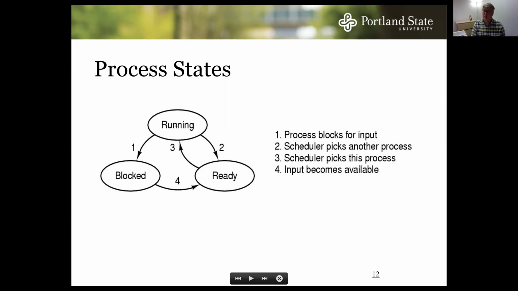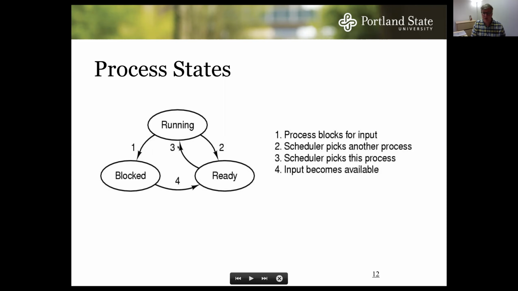Transition number 2 is that a process is running and the operating system decides at that moment that the process should not be running anymore. It makes a scheduling decision, a resource management decision, and decides that the current running process should be moved to the ready state and a different process should be moved to the running state.